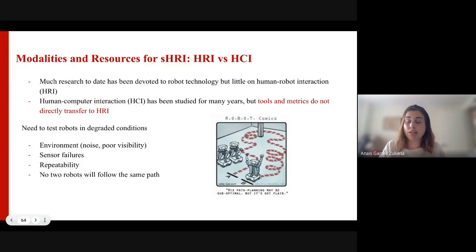Repeatability: if we have a robot performing the same task twice, it's probable that the robot won't behave in the same way, so we don't have repeatability. And even more, if we have two different robots performing the same task, again, they won't perform the task in the same way. So we don't have the repeatability that happens in HCI. That's why we need to create new theories and explain how to evaluate these HRI systems.